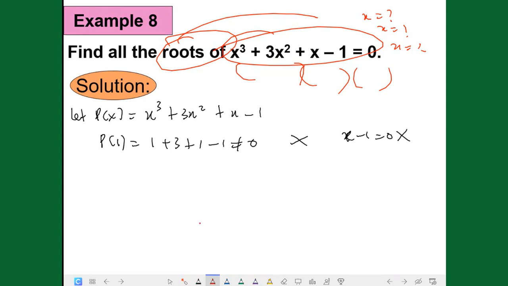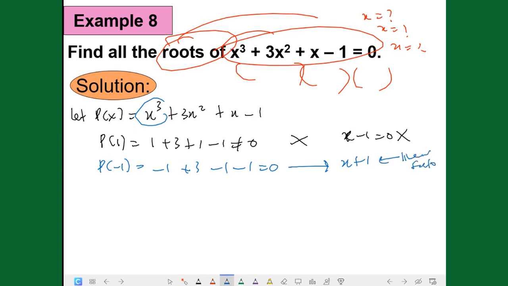Try and error. P of negative 1. Masukkan negative 1 plus 3 minus 1 minus 1 is equal to 0. We can say that x plus 1 is one of the linear factors. And then stop. Dapat 1 cukup lah. Jadi P of x, x plus 1, ini kuadratik right? Ax squared plus bx plus c, ataupun x squared plus bx minus 1.